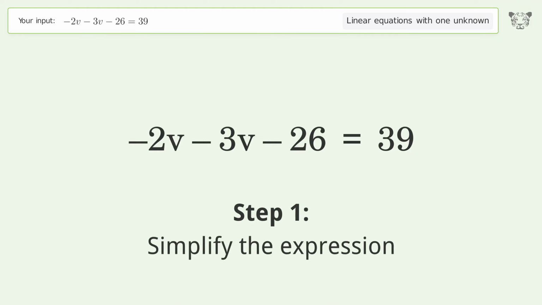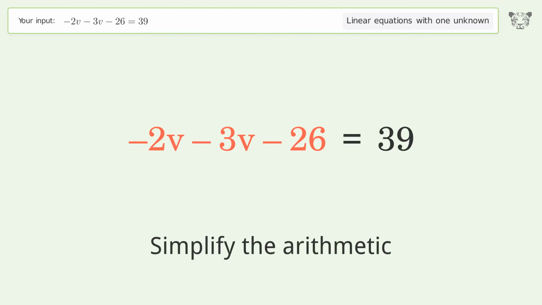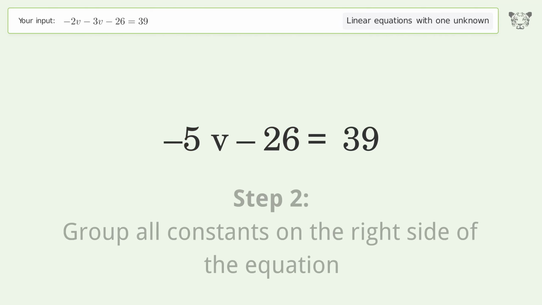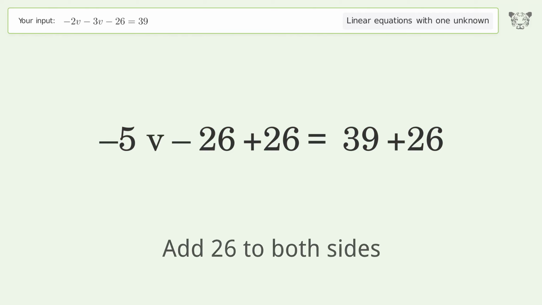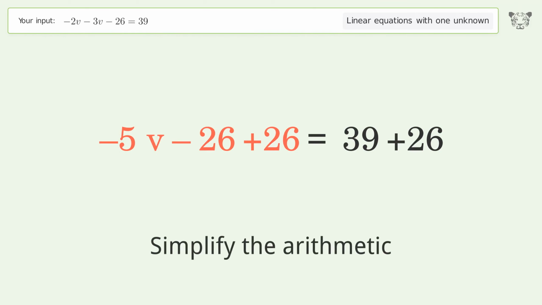Simplify the expression. Simplify the arithmetic. Group all constants on the right side of the equation. Add 26 to both sides. Simplify the arithmetic.